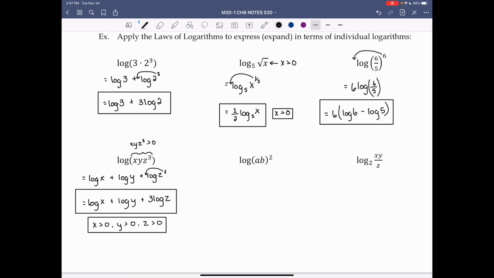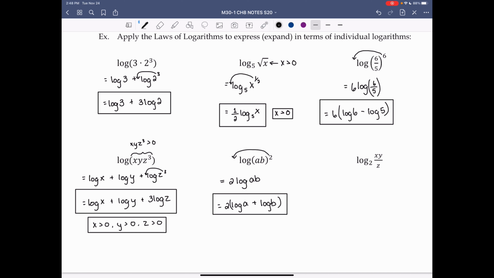Log of a times b all squared. First we have the power rule. I can bring this exponent in front of the log. We get 2 log ab. Then we have the product rule. I can write this as the sum of 2 logs then. 2 bracket log a plus log b. Again, we need brackets because that 2 applies to both of the logs. You can leave it like this, or you can multiply the 2 into the brackets.